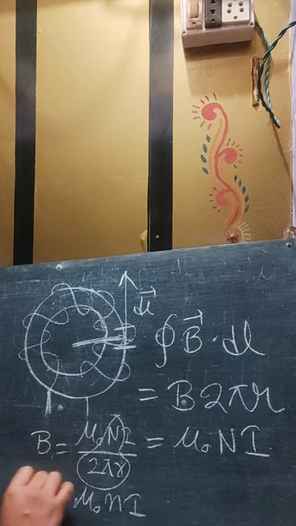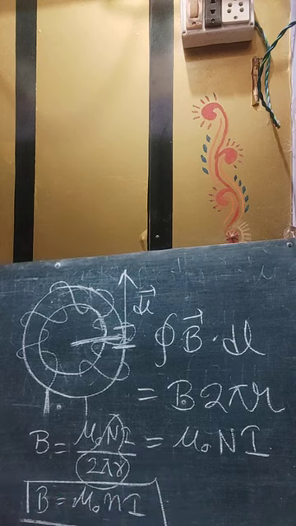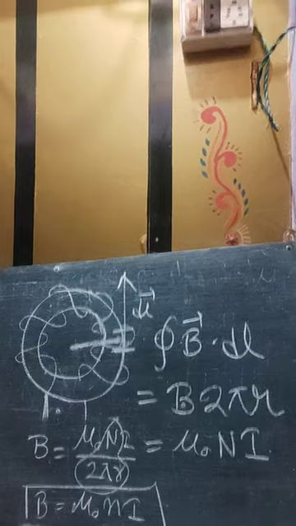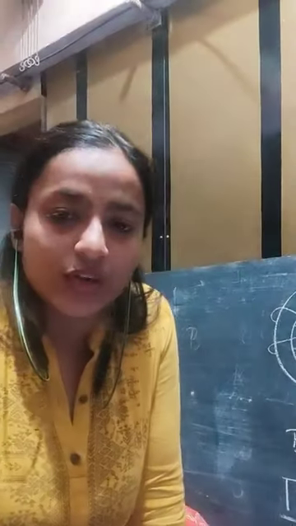So you can see that for the toroid and the solenoid, the value of the magnetic field remains the same. In this way, by applying Ampere's law, we can easily find the magnetic fields. Hopefully it's clear to you.